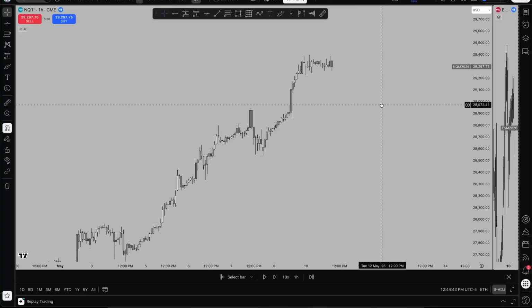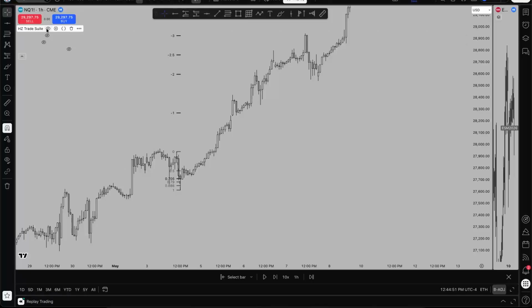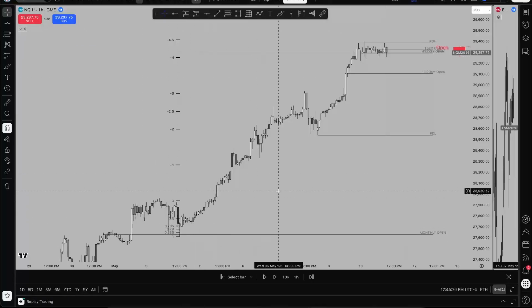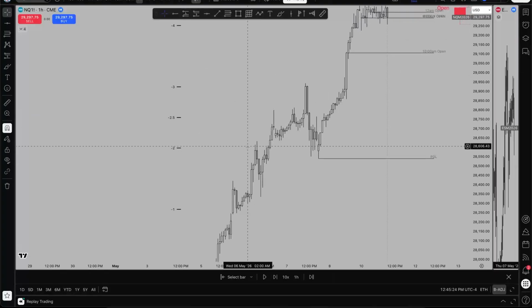So going into the day, I went onto the hourly chart and drew my standard deviation on this manipulation leg right here. This is the weekly manipulation leg, the same one that I used on Thursday. The reason I know this standard deviation leg is completely valid is because not only did we react off of -2, but we also reacted off of -2.5 and -3.